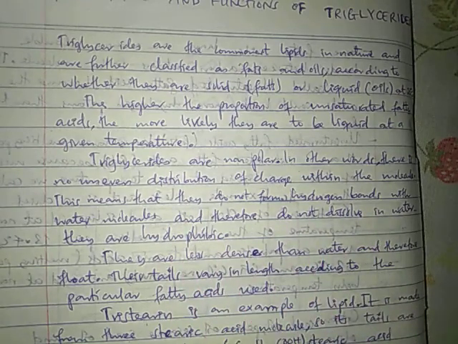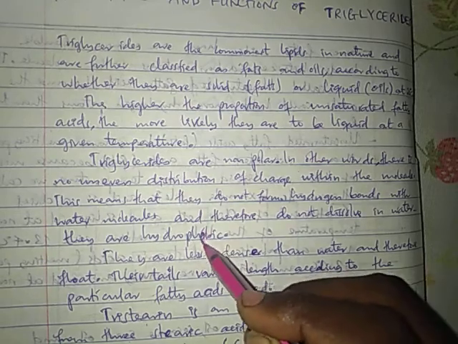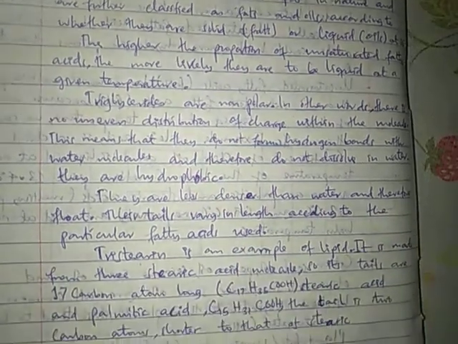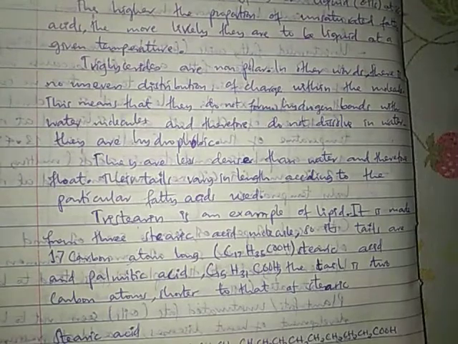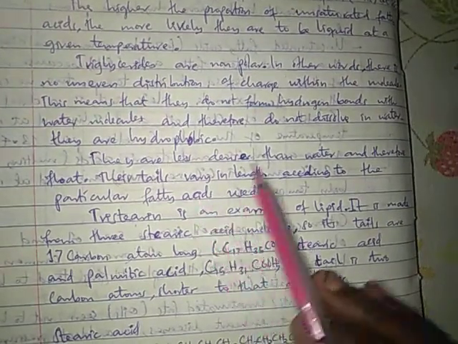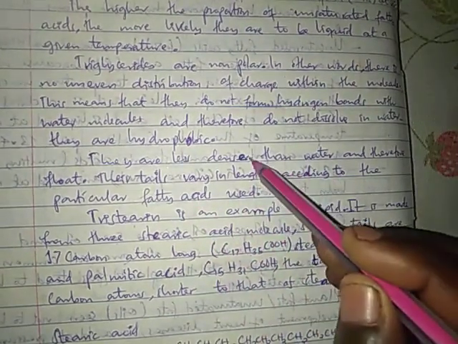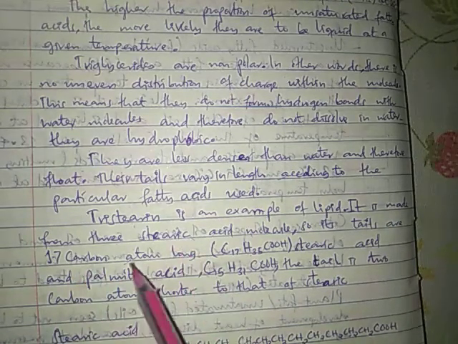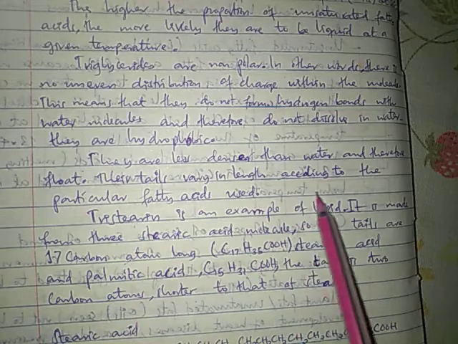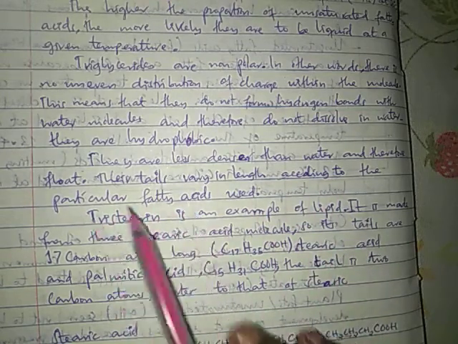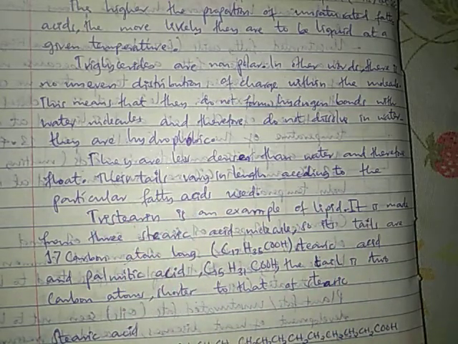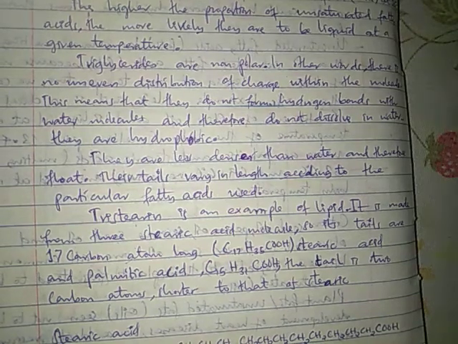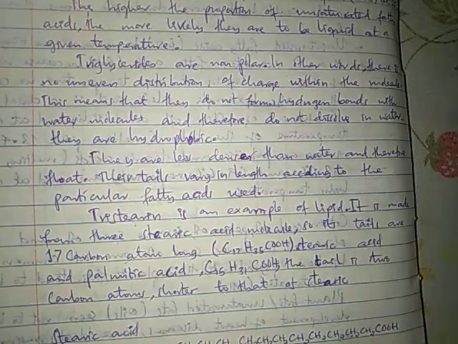They are hydrophobic. So triglycerides, they are hydrophobic, manake water hating. They are less dense than water, and therefore they float in water. Their tails vary in length according to the particular fatty acid used. Kwa hiyo zenyewe zinakuwa zinaelea kwenye maji kwa sababu zina density ndogo kuliko water.